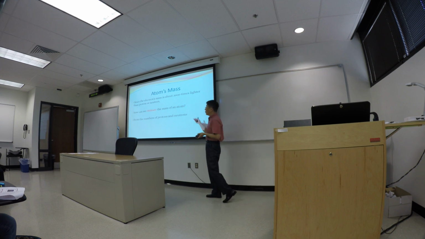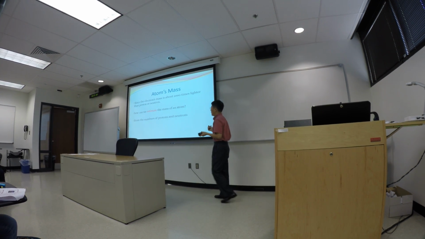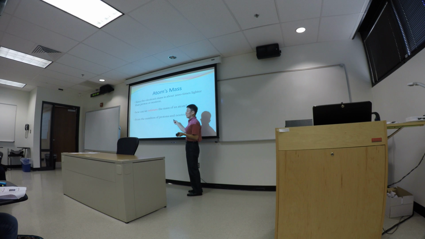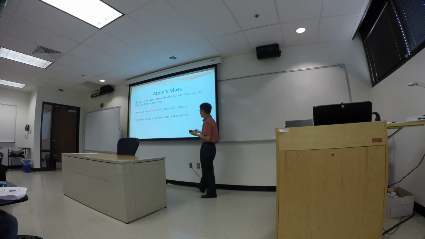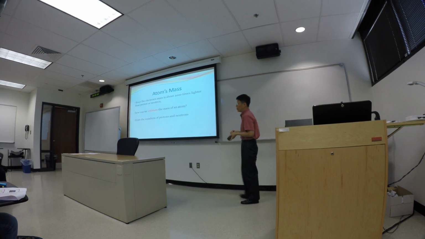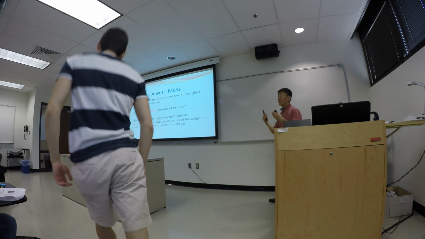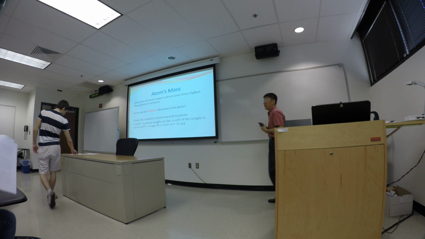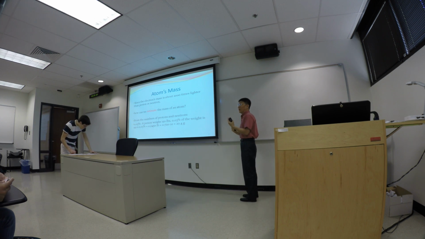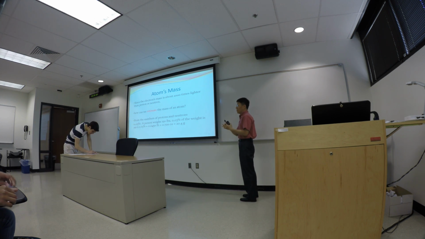So when we try to estimate the mass of the atom, we simply add the number of protons and neutrons together, and the mass of the electron is negligible. Now remember, we say 99.97% of the mass of an atom is in the nucleus. What about the other 0.03%?